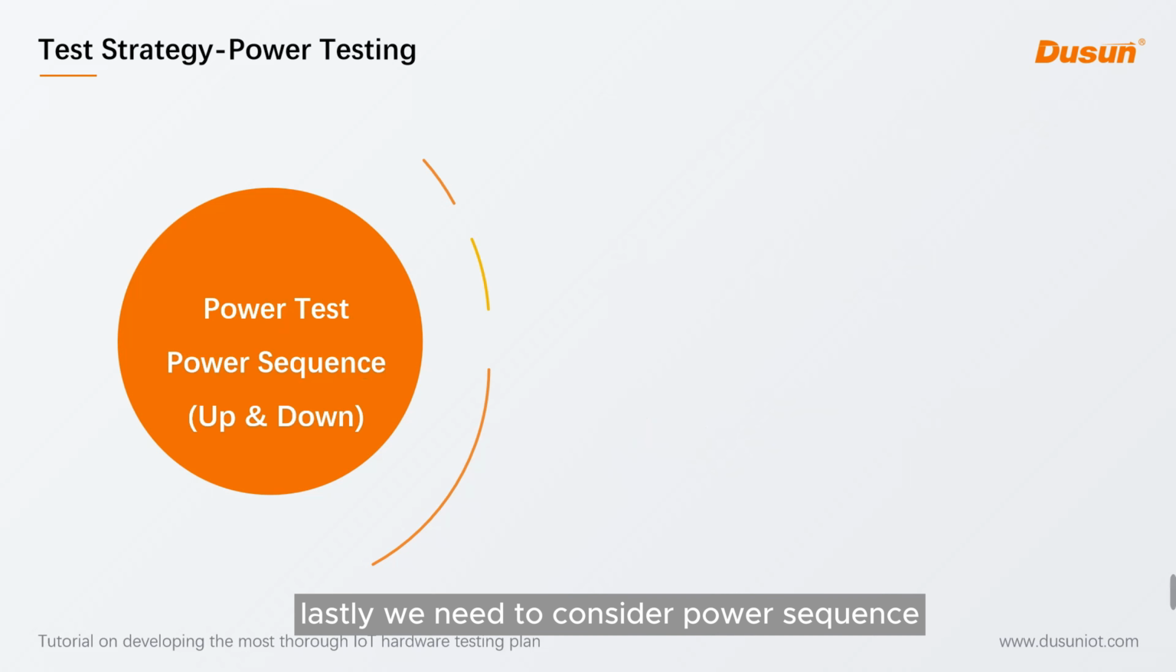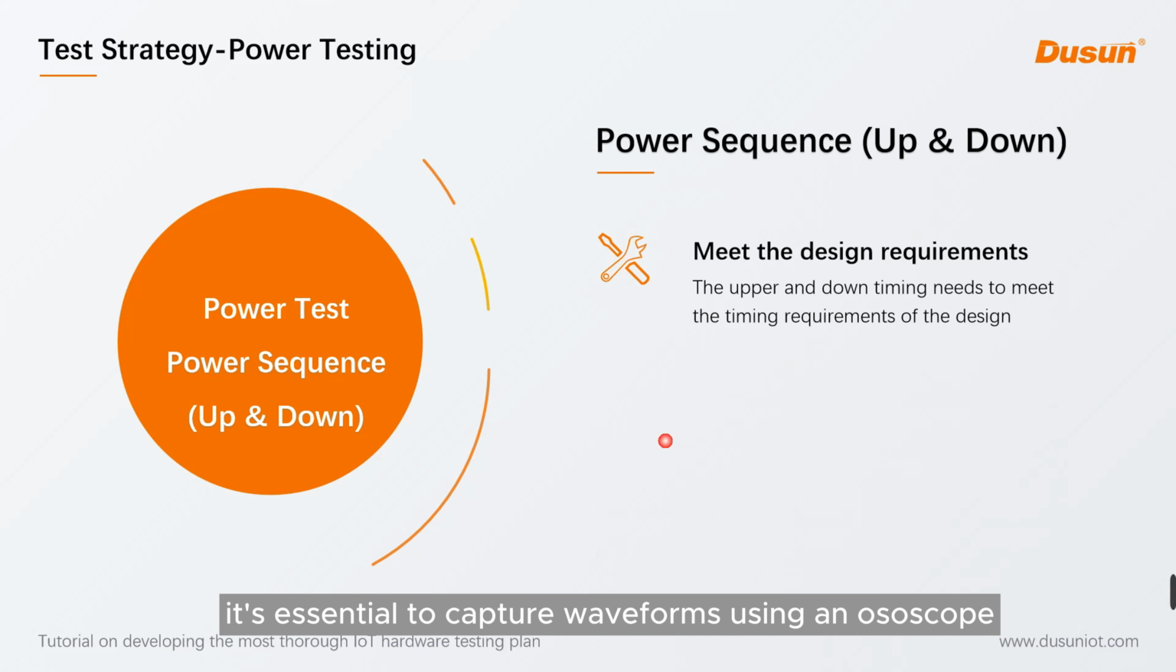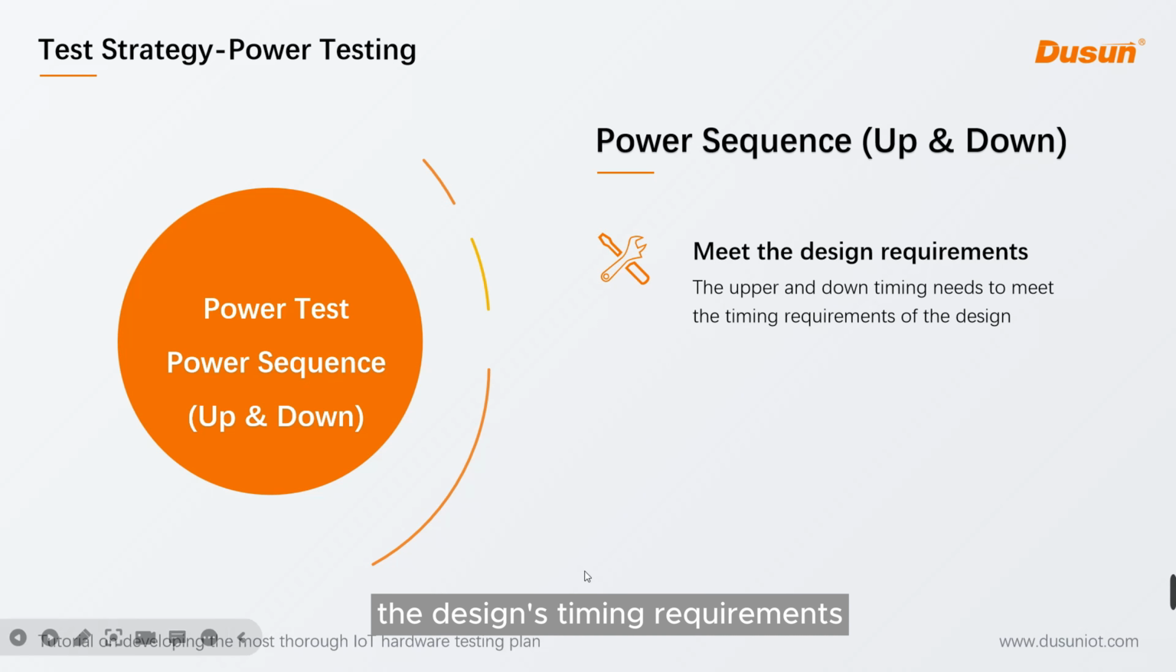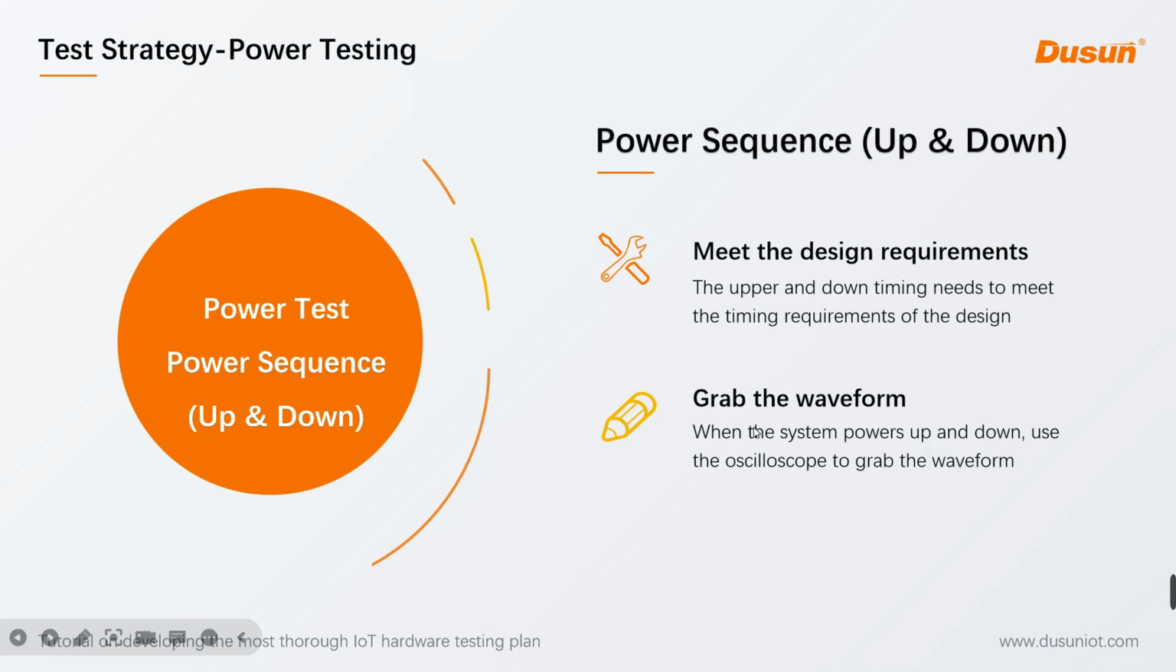Lastly, we need to consider power sequence during power up and power down. It's essential to capture waveforms using an oscilloscope to ensure the power up sequence meets the design's timing requirements. That concludes our overview of the power testing process.